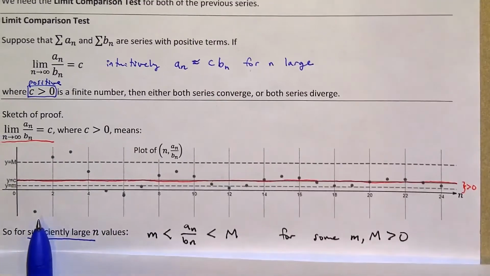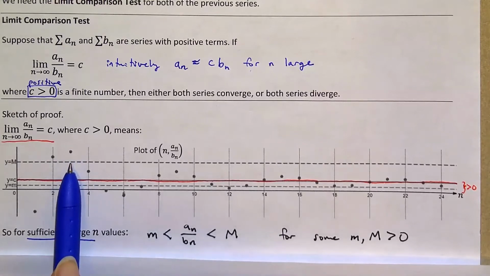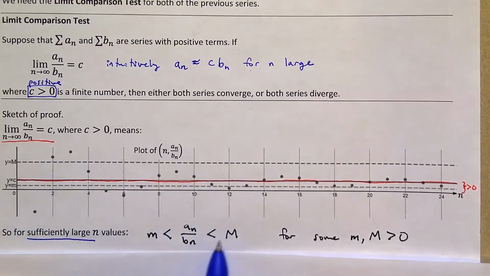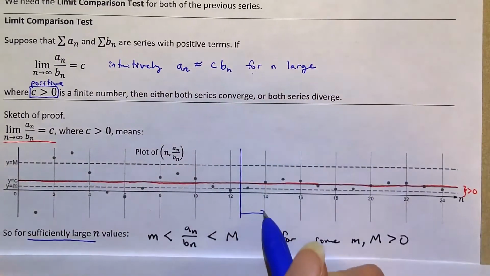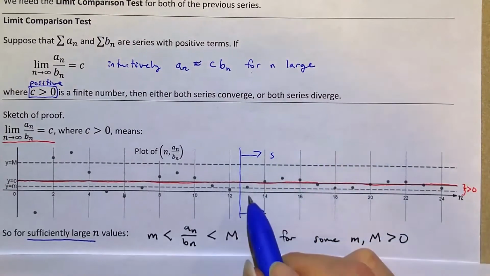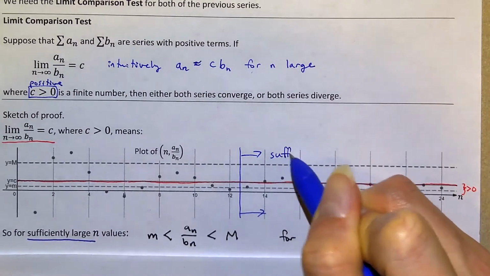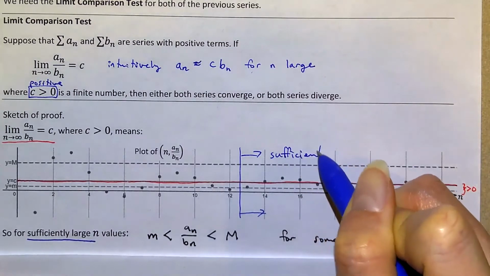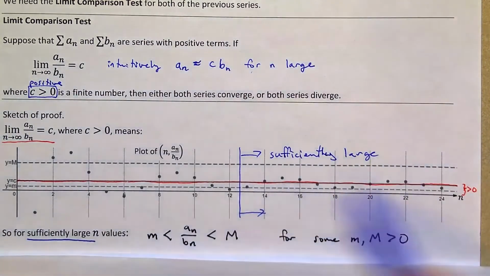So let's see if that's true. As I go out further here, this point is below this dotted line, so that means this inequality is violated for this point. This point is above the line y equals capital M, so that would mean this inequality is violated. But if we go out, say, past here, then look at all the points. They're all in between the two dotted lines, so this is what we'd call sufficiently large.